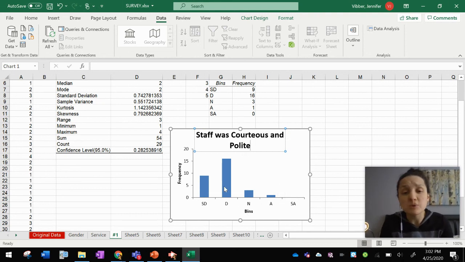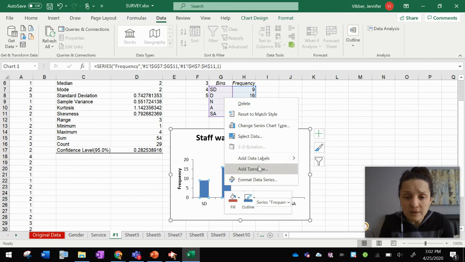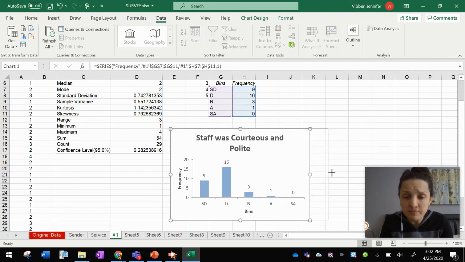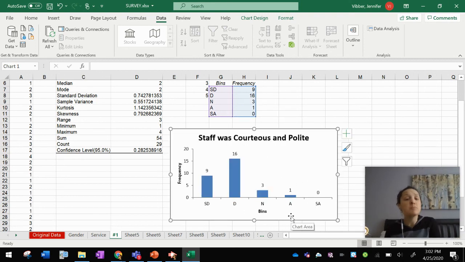These are not good responses. How bad are they? Let's add some data labels. Yeah, 16 people disagreed. 25 people overall either strongly disagreed or just plain out disagreed. All right, so not good customer service on the part of this lawn company.